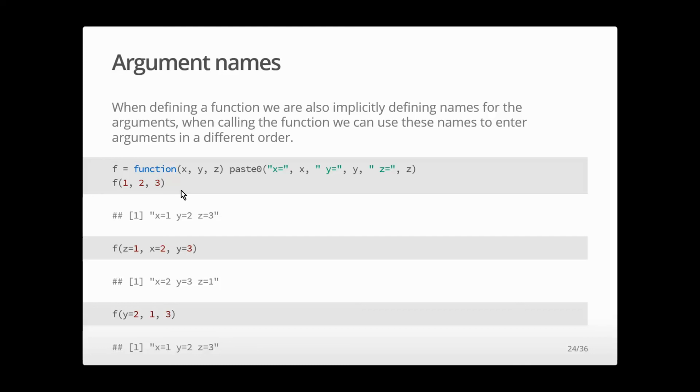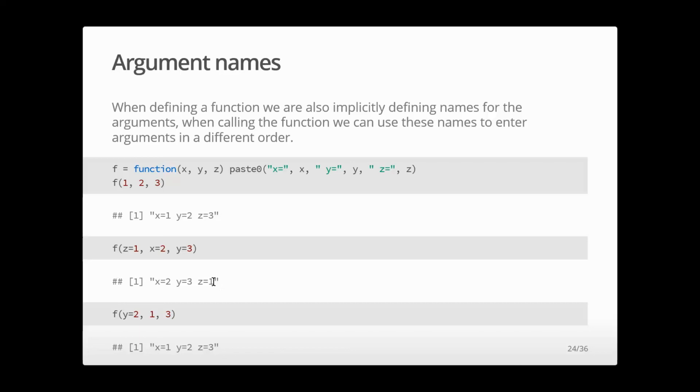All right, so when we define a function, we're also implicitly defining names for the arguments. When calling the function, we can use these names to enter arguments in a different order. I think we're accustomed to seeing stuff like this. We have a function of x, y, and z, and when we run it, it basically says x is equal to this, y is equal to this, and z is equal to this. So if we call f with 1, 2, and 3, it returns x is 1, y is 2, and z is 3. We can explicitly say, when we call the function, z is equal to 1, x is 2, and y is 3, and then it will output that.